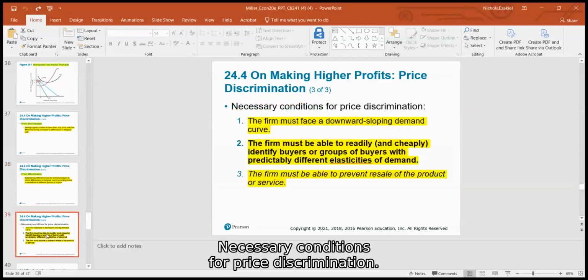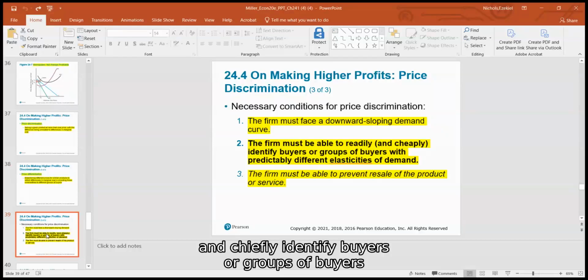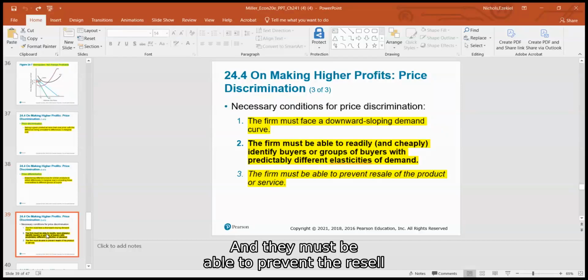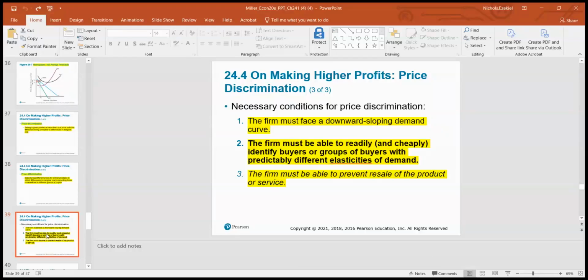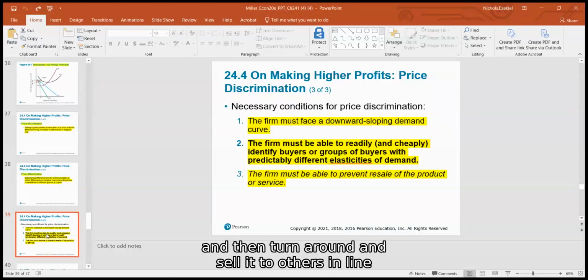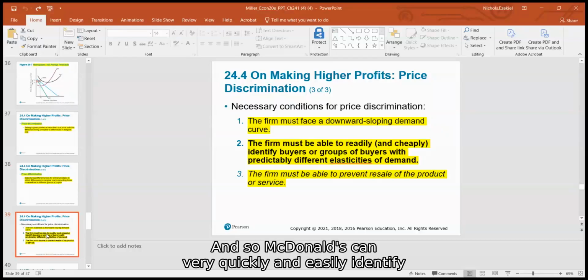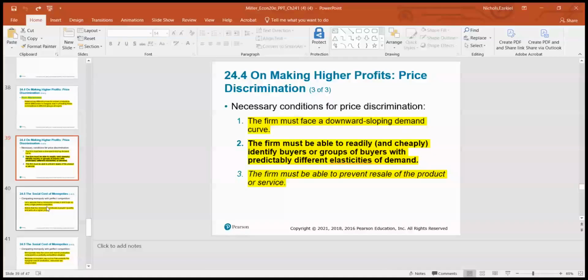Necessary conditions for price discrimination. The firm must face a downward sloping demand curve. The firm must be able to readily and cheaply identify buyers or groups of buyers with predictably different elasticities of demand. And they must be able to prevent the resale of the product or service. For example, at McDonald's, they offer an elderly individual discount. Elderly individuals can't purchase food and then turn around and sell it to others in line using their discount. And so McDonald's can very quickly and easily identify elderly individuals and grant them a discount for price discrimination.